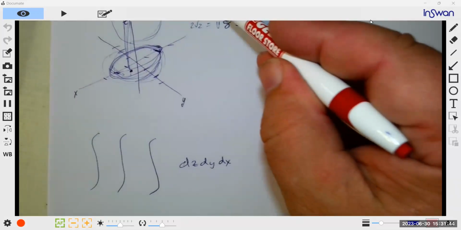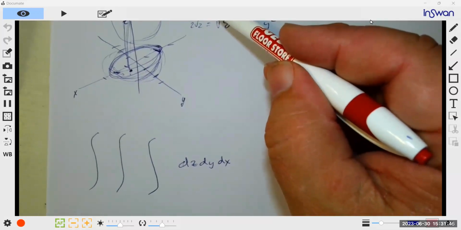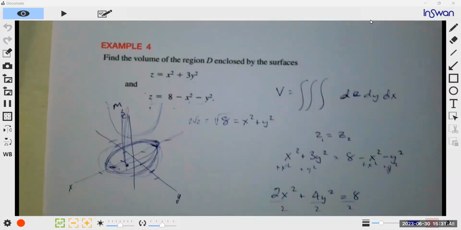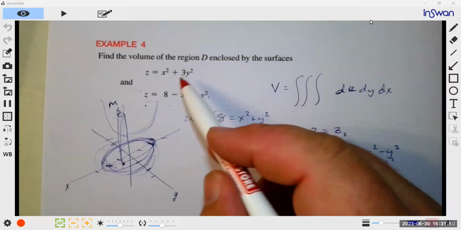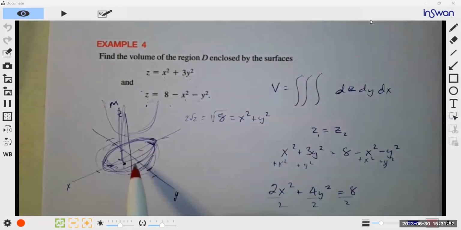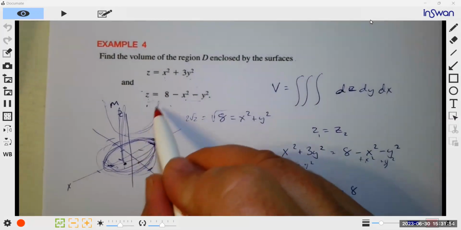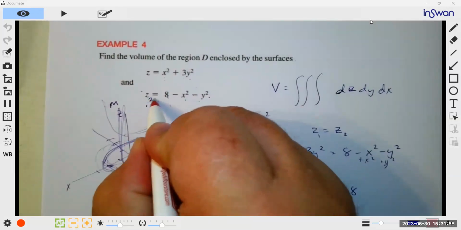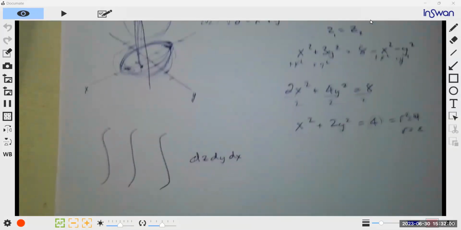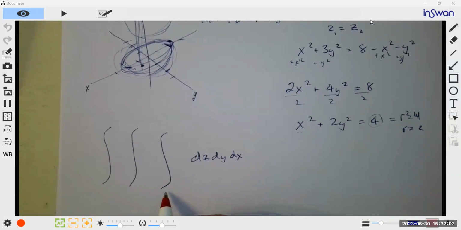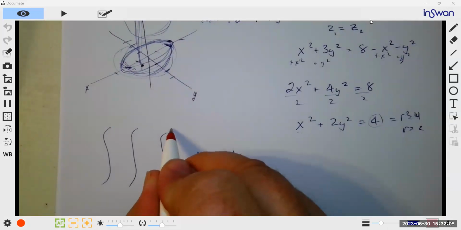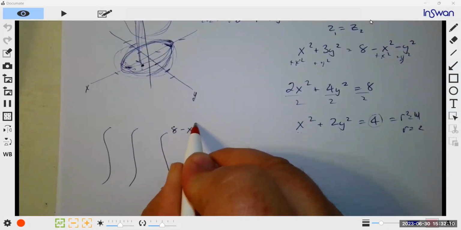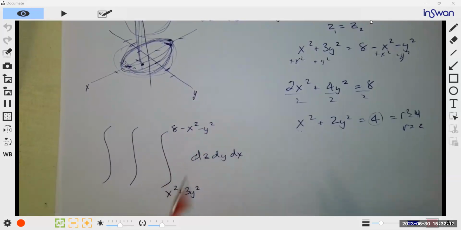Now looking at these two equations, which one's smaller? Because they both equal z. Let's see, when x is at the origin, when x is 0 and y equals 0, this one's 8. So this is the taller, this is the lesser. So for my z's, I have x squared plus 3y squared, and 8 minus x squared minus y squared.